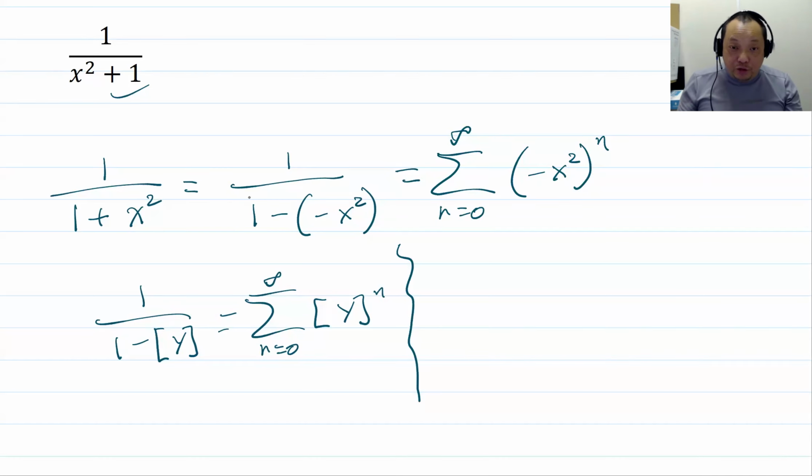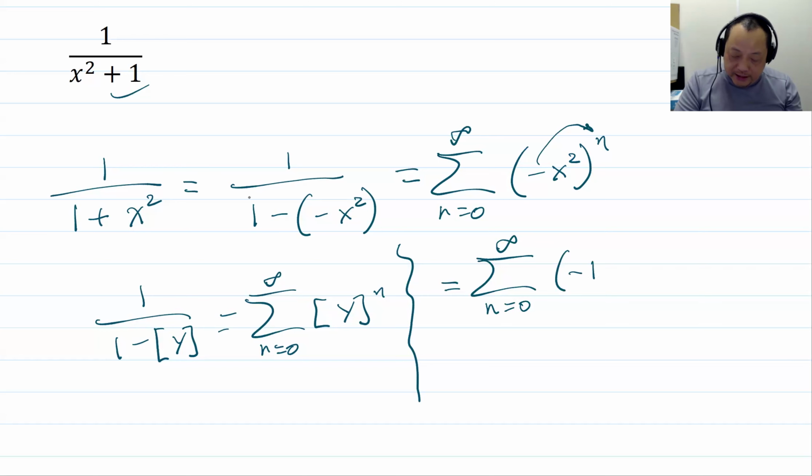And I expand out the algebra here. The negative to the nth, I'm going to write it as negative 1 to the nth. And then I have x squared to the nth. That's x to the 2n. And that's my answer.